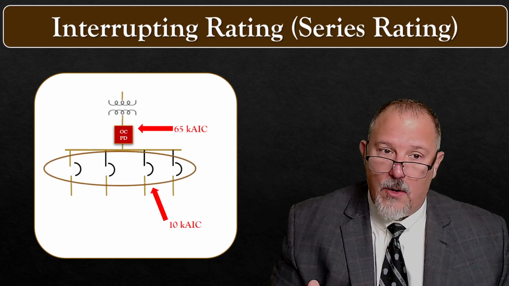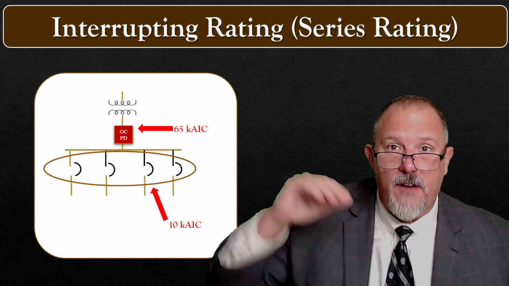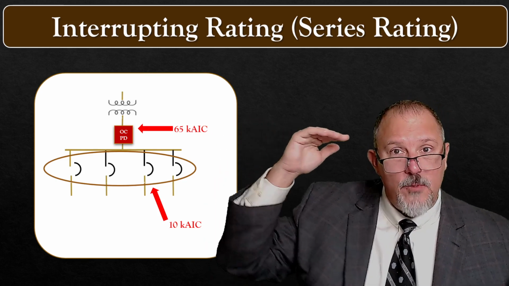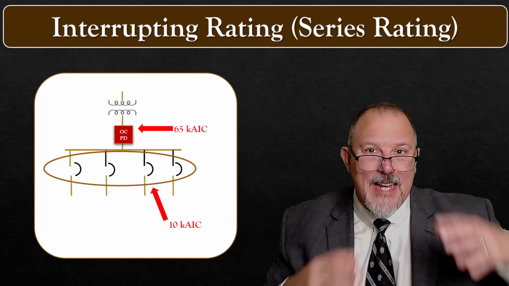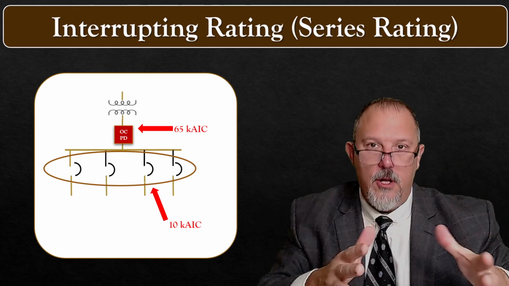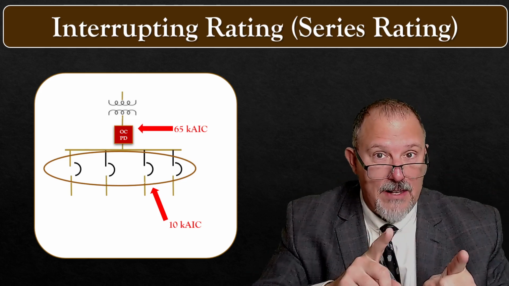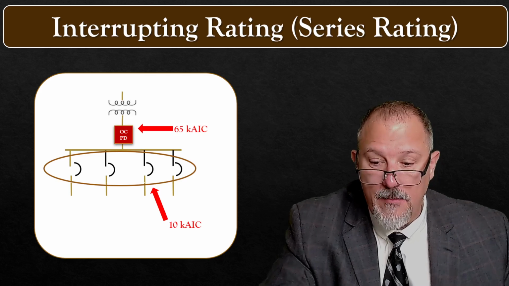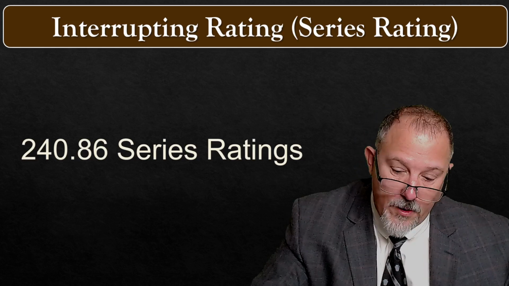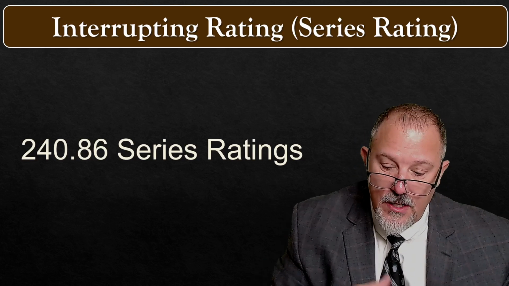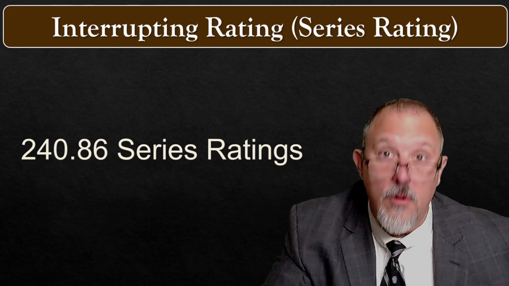A series rated system will have a lower interrupting rating than the available fault current at the equipment downstream of a higher interrupting rated device, which is equipped to handle the available fault current at that equipment. And together, they will stop the flow of current. I say together, they will get that done because they work together as a team. One protects the other, and that's what we call a series rating. 240.86 is your reference for that, which could be a whole session for another beautiful, wonderful day.